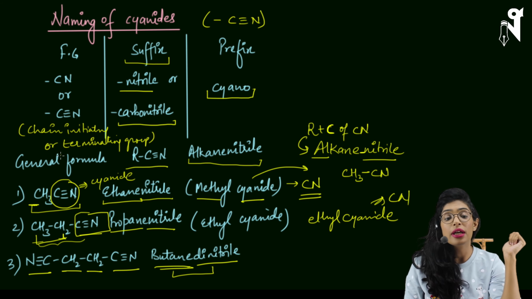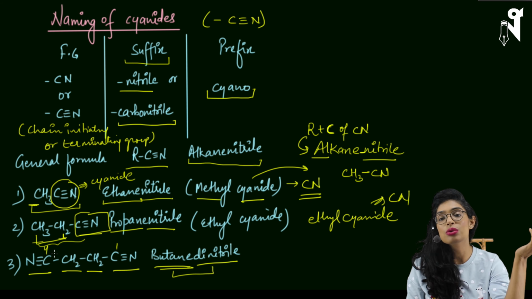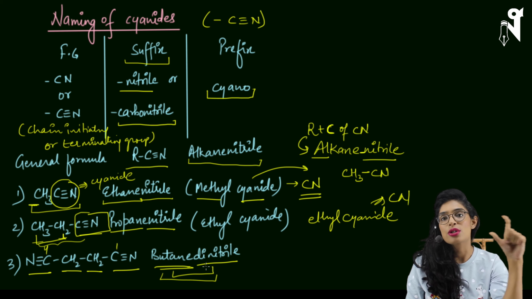So this is a chain terminating and/or chain initiating group. So your chain will start from here. This is carbon 1 and this is carbon 4, and this can be the only position your 2 nitriles can get, and that's why it is not mandatory to mention the location over here.